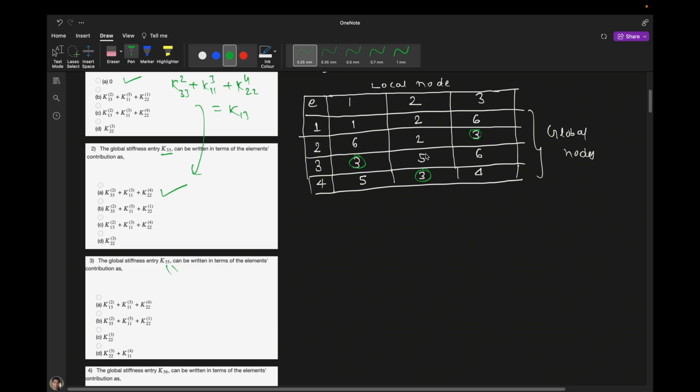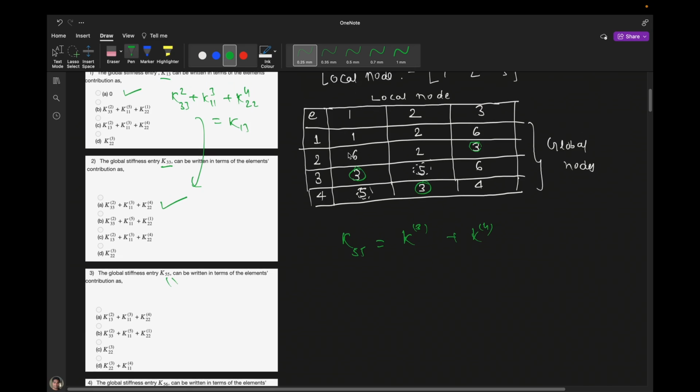So here it is 5 5, here it is 5 5. Which means that I can write K55 will be shared by element 3 plus by element 4. Okay, now we will see where this global node is connected with the local node.